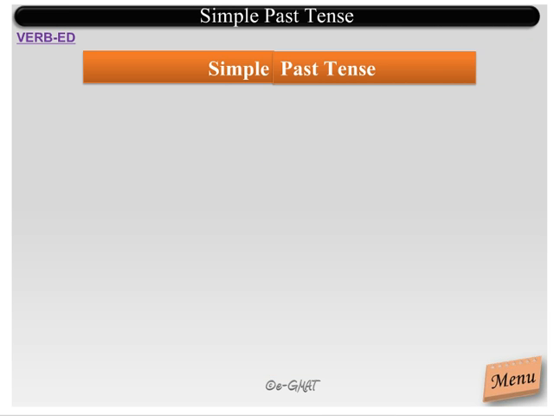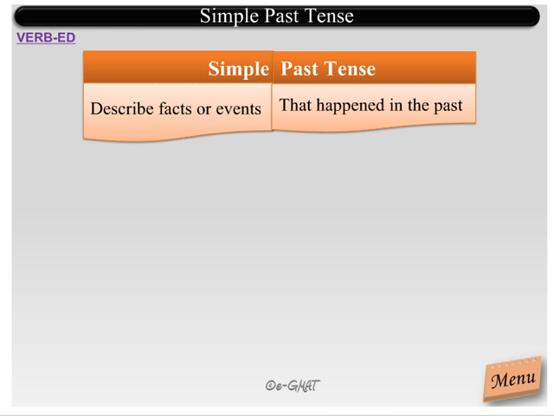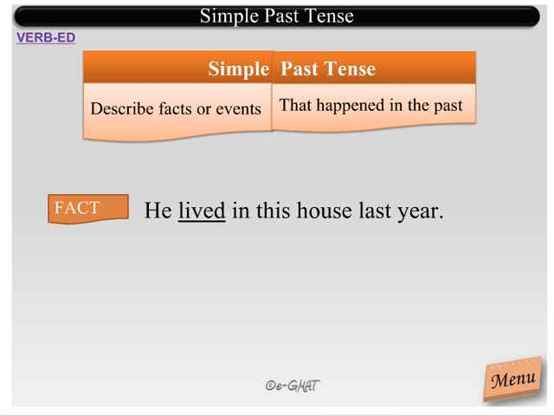Simple past tense describes facts that happened in the past and are not valid in the current time frame. For example, he lived in this house last year. Lived is in simple past tense. This sentence states a fact which used to be valid last year, that is in the past time frame, and hence the use of simple past tense is correct.